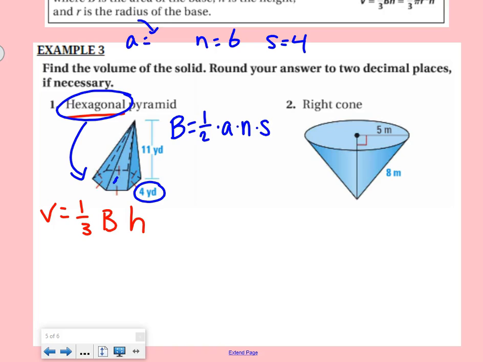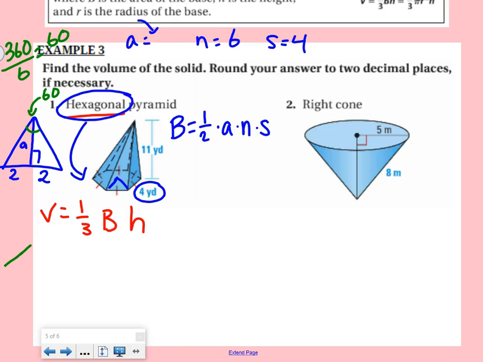So remember, we make that little triangle. Draw in the apothem, the height. The side length is 4, so this side is going to be 2, and this side is going to be 2. We can find that central angle by doing 360 divided by the number of sides. So 360 divided by 6 is equal to 60. So this whole angle is 60. So if we just want that one piece, this piece would be half of 60, which is 30.